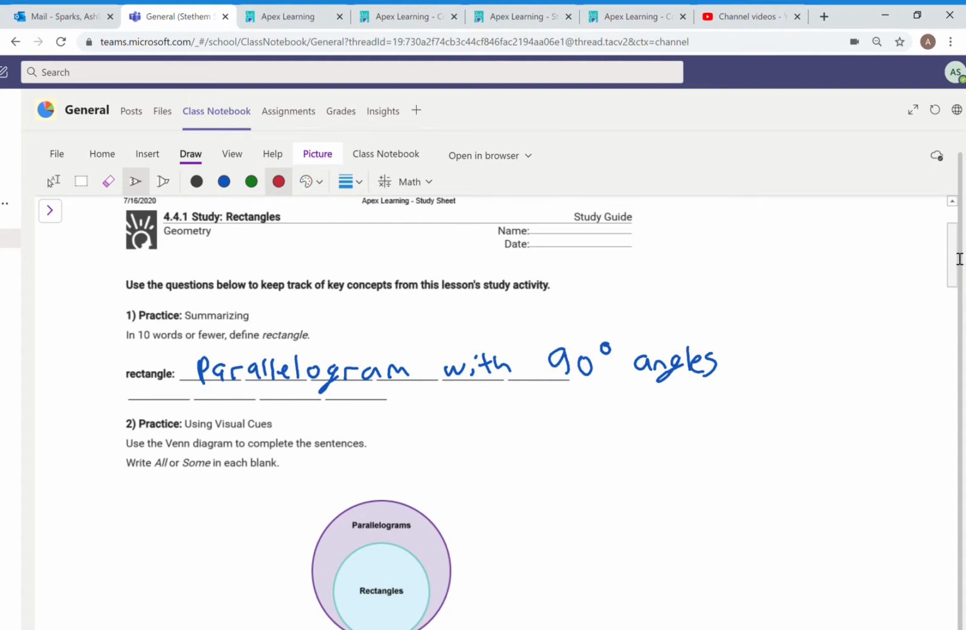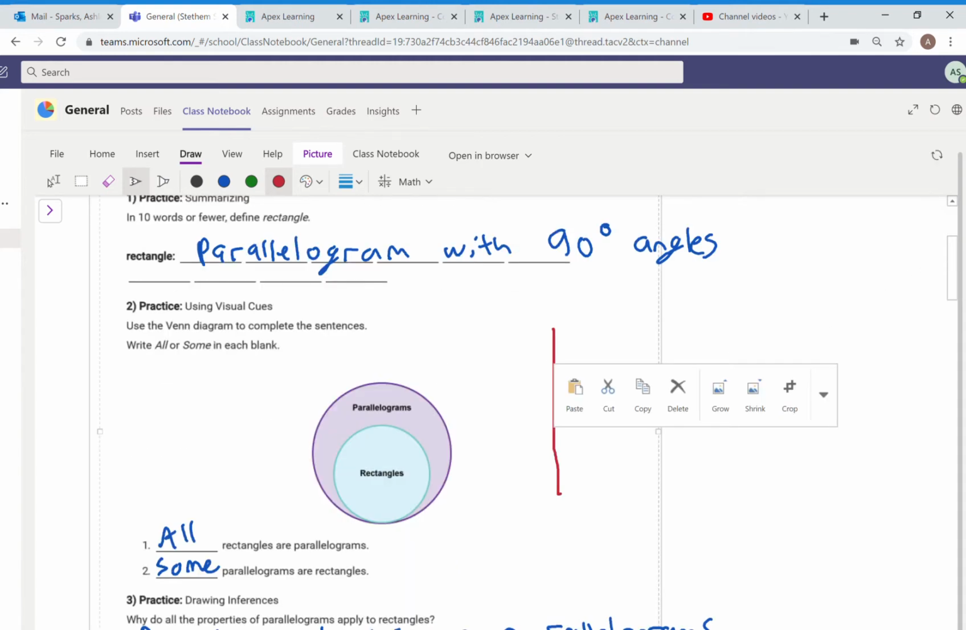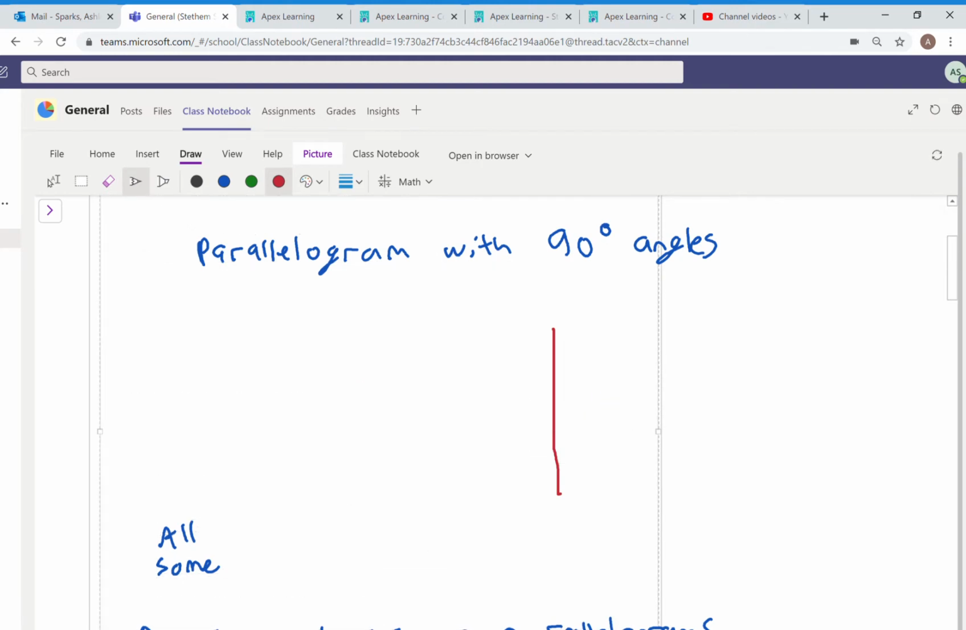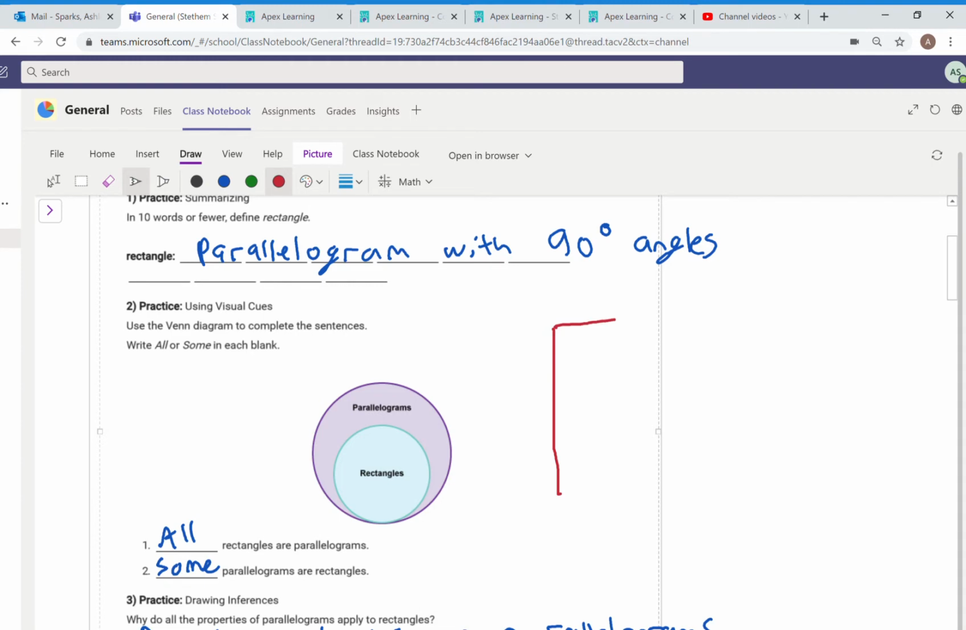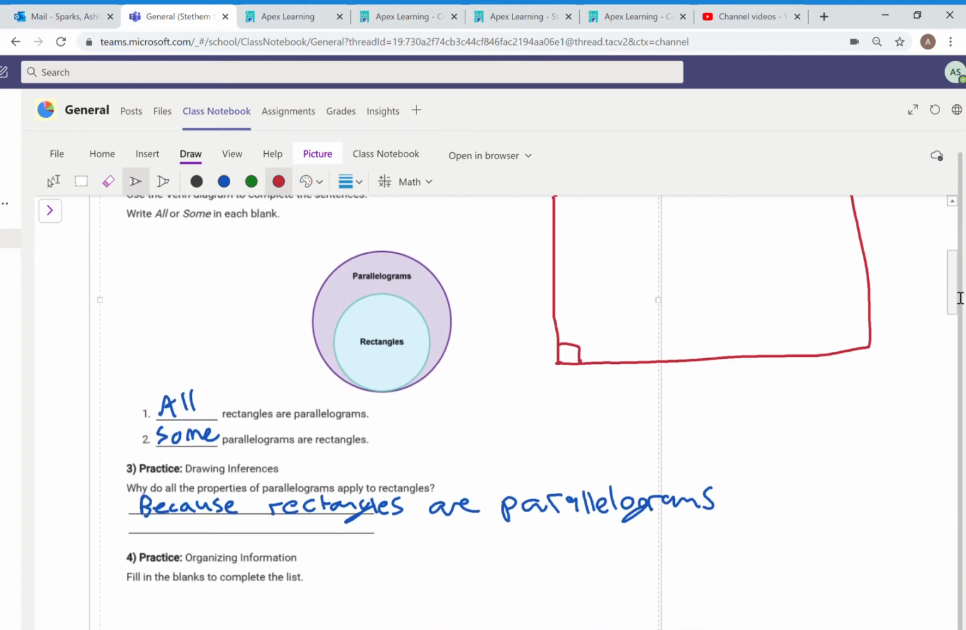I assume most of you have seen, I mean, that's a terrible rectangle, but something that looks like this before. All rectangles, so the little blue circle, are parallelograms. They fit inside of parallelograms. They're a very special kind of parallelogram is basically what we say about them.